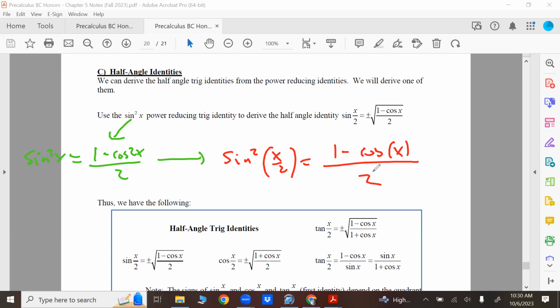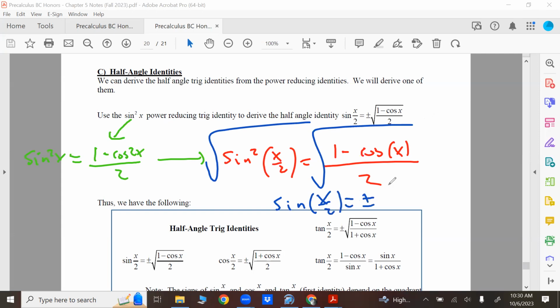But it's not sine x over 2, it's sine squared x over 2. So of course, what are you going to do? You're going to square root both sides. And when you do that, what do you get? You get sine of x over 2 equals plus or minus root of 1 minus cos x over 2. So that's where the half angle comes from.